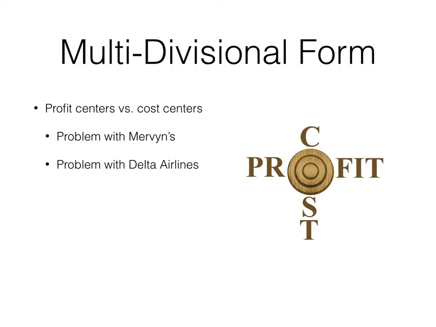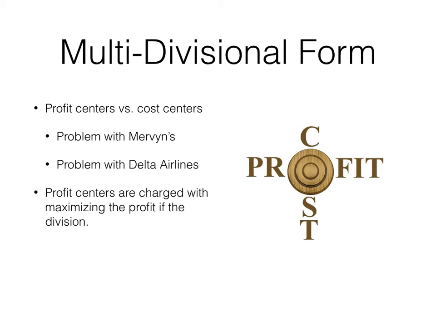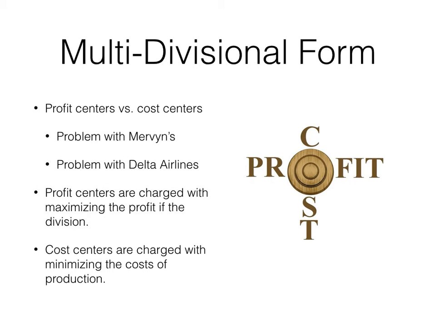Same thing with Delta Airlines. It too was operating as a cost center rather than a profit center, or it still is. The problem with doing that is they're missing out on the external market for their jet fuel, and they're underpricing the gasoline that it's buying for itself. So profit centers are charged with maximizing the profit of each division, and oftentimes that can work against the interests of the firm. Cost centers are charged with minimizing their costs of production.